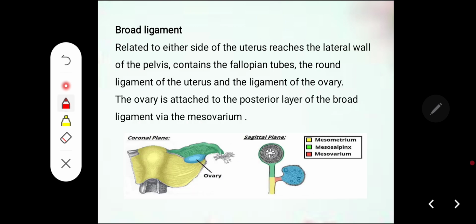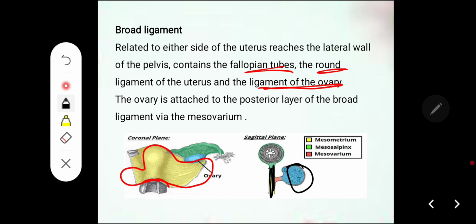The broad ligament, on either side of the uterus, right and left, connects the uterus to the lateral pelvic wall. The broad ligament contains the fallopian tubes, round ligament, and ligament of the ovary. How is the ovary attached to the posterior layer of the broad ligament? By the mesovarium. This is the ovary attached to the broad ligament by the mesovarium, and this is the fallopian tube attached by the mesosalpinx.